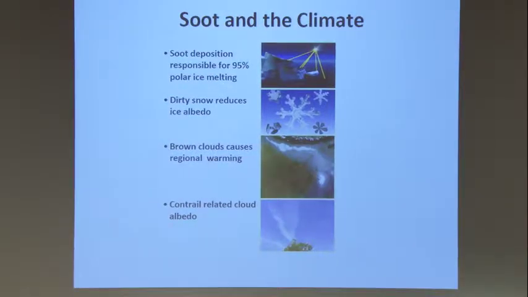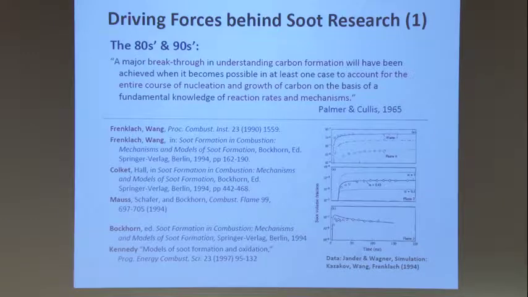So the dirty soot changes the heat absorption. Albedo, like the white soot can cause clouds which can reflect the climate. So you have positive and negative effects on the heat balance. A very complicated topic. All right.